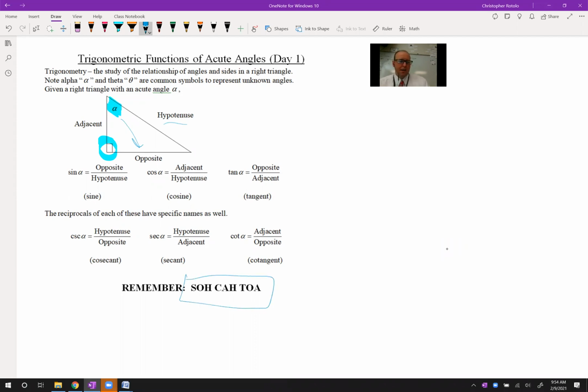SOH CAH TOA, what we're going to add in there is the reciprocals as well. So to have them lined up, the reciprocal of sine is cosecant, cosine becomes secant, and tangent is cotangent. The easy way to remember, if you have any issues with it, when you want the reciprocal, we're going to change out. So sine goes to cosecant, cosine goes to secant. So we're changing out the s's and the c's. If that helps at all, I don't know. I'm just trying to give you some tips as this may be kind of new vocabulary as we work through it.